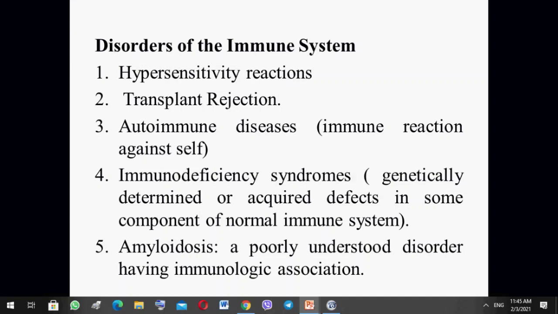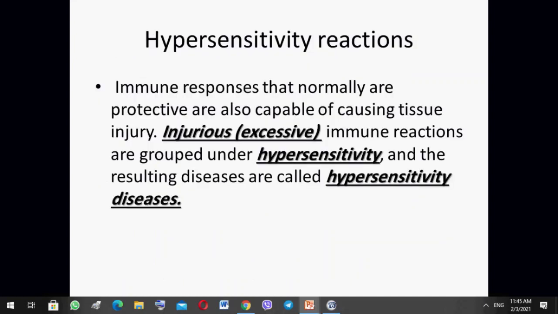So now we come to our lecture and the objectives of our 3 lectures in immunopathology. These objectives are the diseases, problems, or disorders of the immune system. These disorders include hypersensitivity reaction, transplant rejection, autoimmune diseases, immune deficiency syndromes, and amyloidosis. All these types of diseases are related to problems in our immune system, as we will see in our lectures. Okay, the first type of disorders of the immune system are the hypersensitivity reactions.